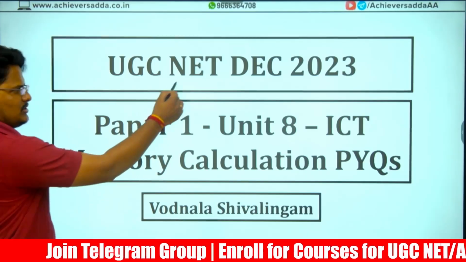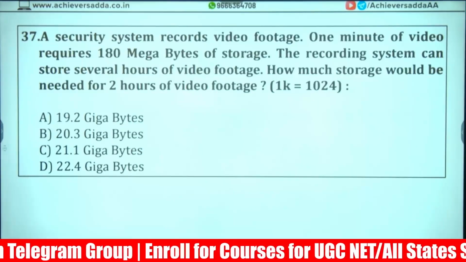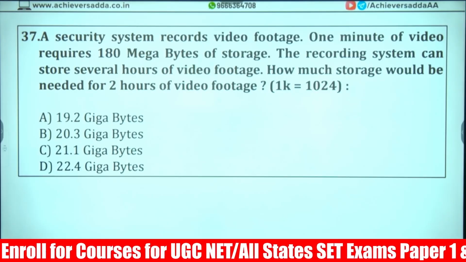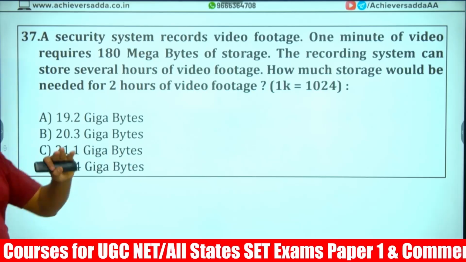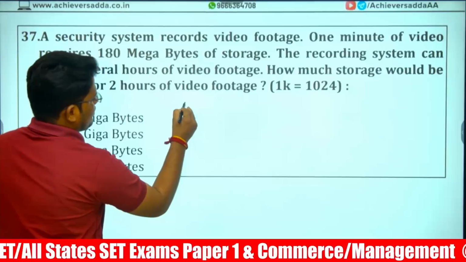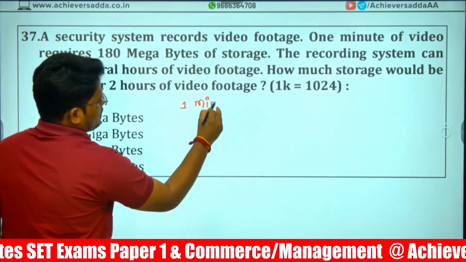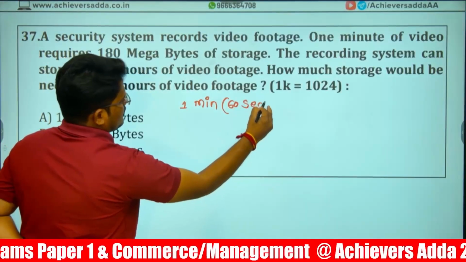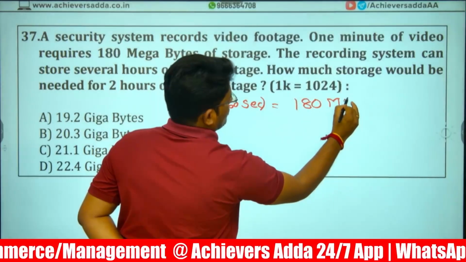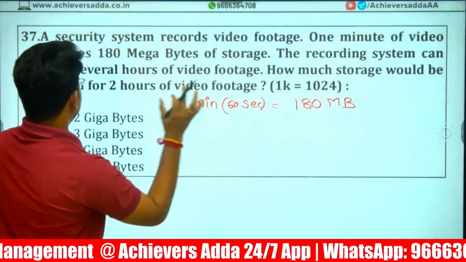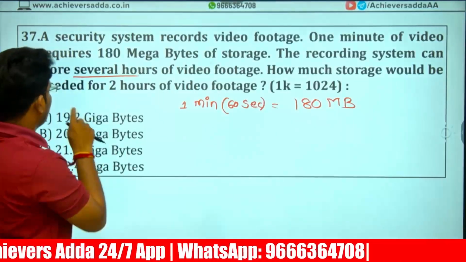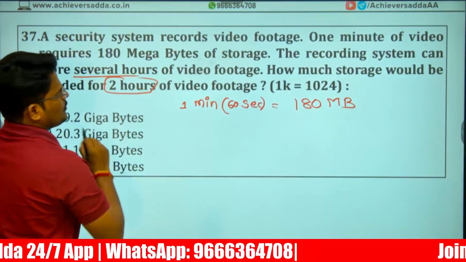Now this is December 2022. Some questions are there, you can look at. A security system records a video. Same similar type of trend. 1 minute of video requires 180 MB, which means 60 seconds of video equals 180 MB. The recording system can store several hours of video footage. How much storage would be needed for 2 hours of video?